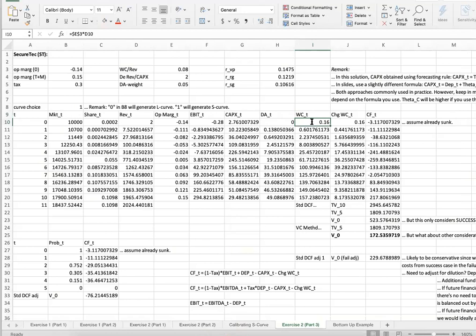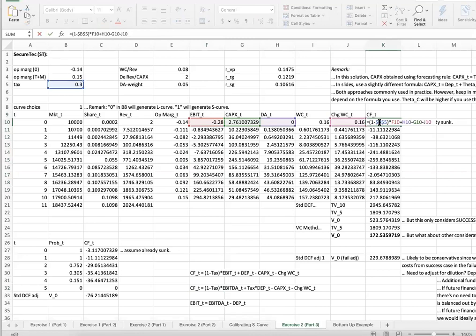So 8% of 2 million is 160,000. 8% of about 7.5 million is about 600,000, so on and so forth. And then given that number, I can calculate my change in working capital as the difference between this period's working capital and the prior period's working capital. And then given this column, this column, this column, and this column, I can use my cash flow formula to get my cash flows. And so this gives me my estimate of cash flows over time, where I'm also using that 30% tax rate that I've assumed.